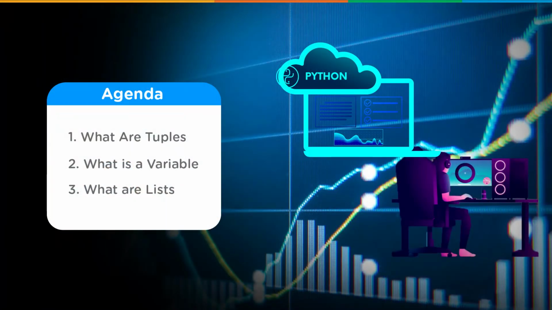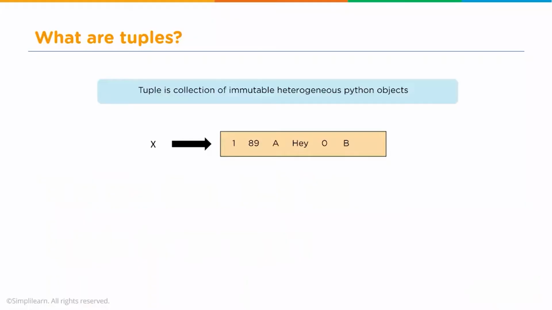So first we look at what exactly these tuples are, what is a variable, and finally what lists in Python are. So let's begin. What are tuples? A tuple is a collection of immutable heterogeneous Python objects. So the extra term that comes in case of tuples is that they're immutable.